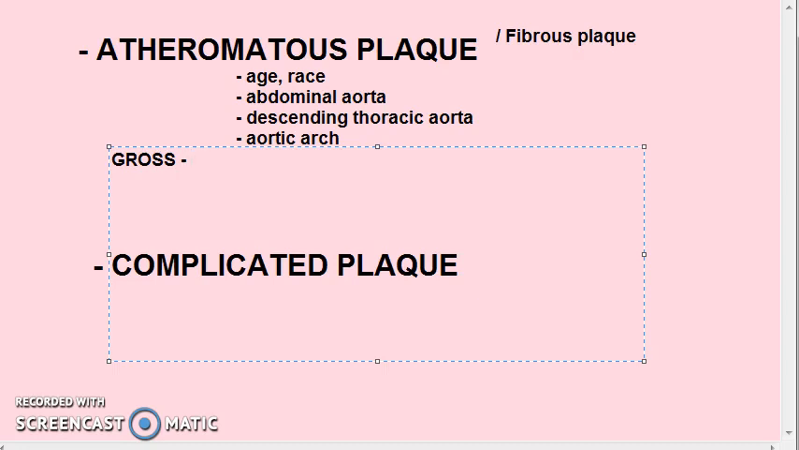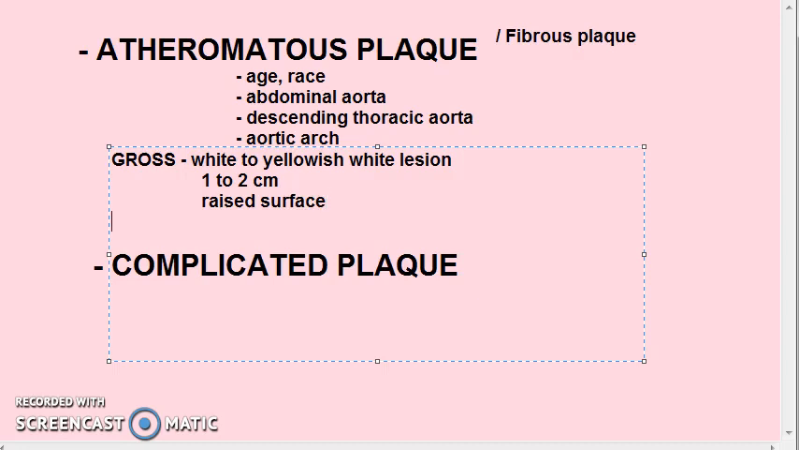They are white to yellowish white lesions, varying in diameter from 1 to 2 centimeter. They have a raised surface, and they are a few millimeter to centimeter in thickness.